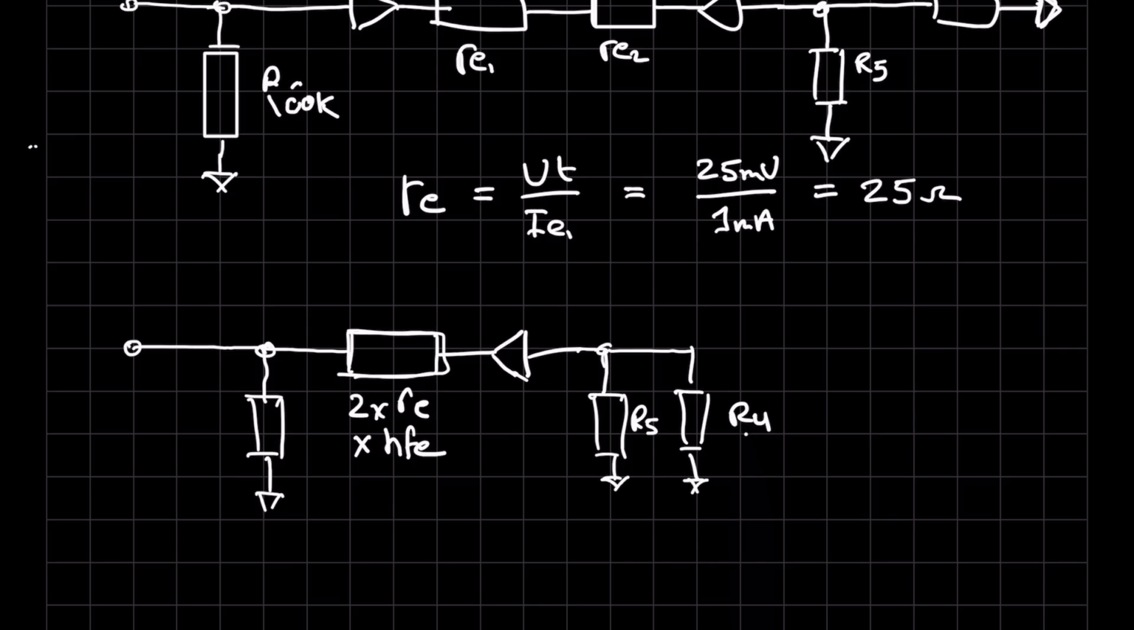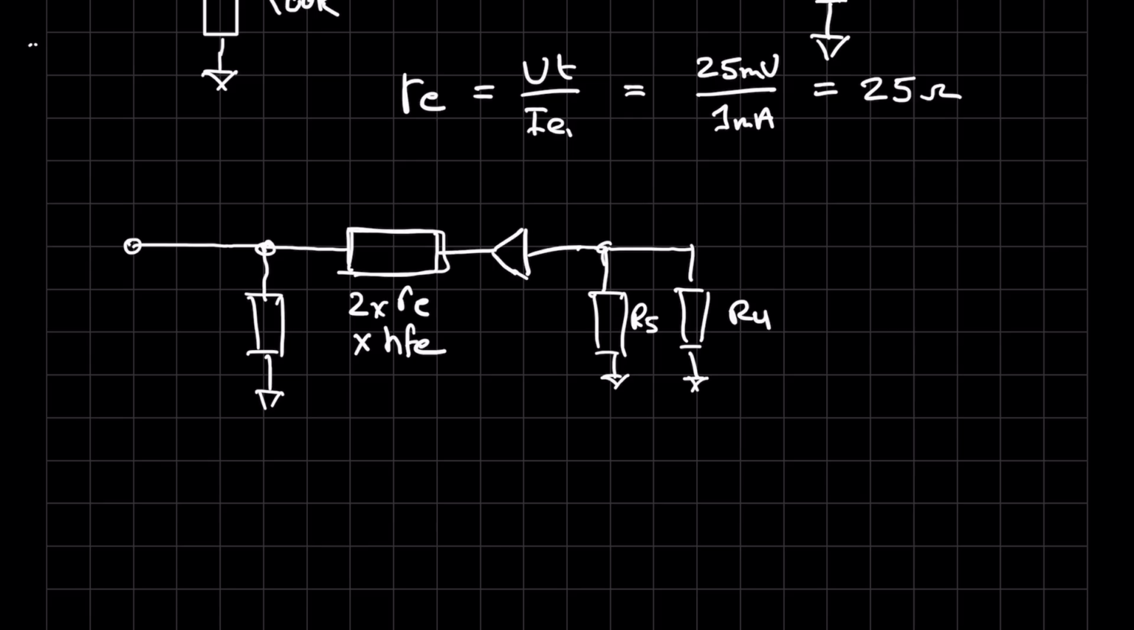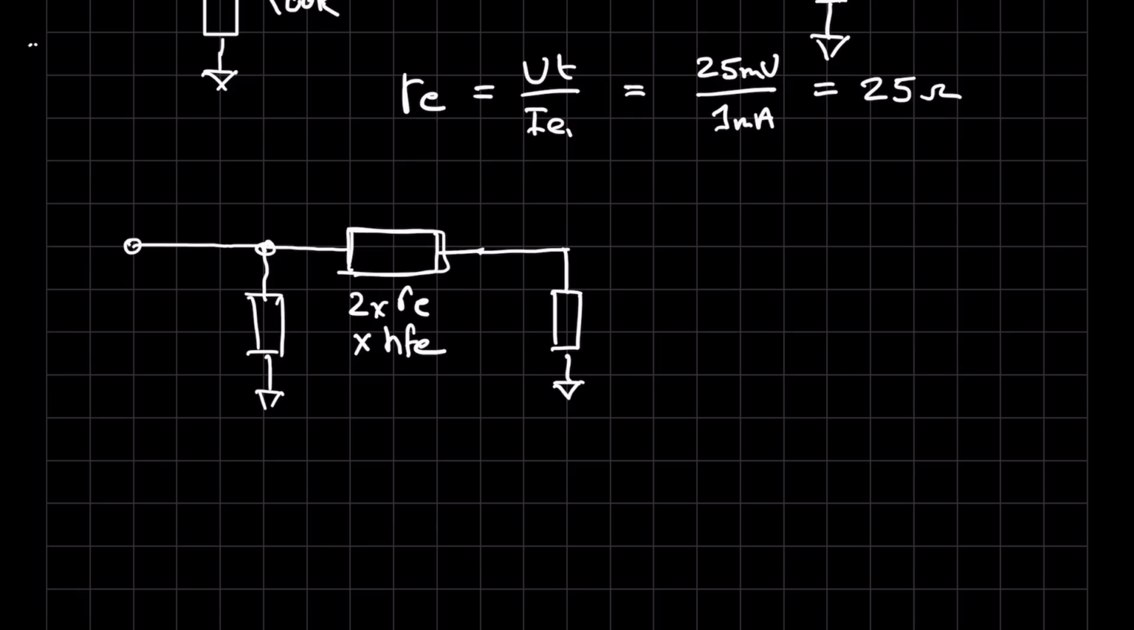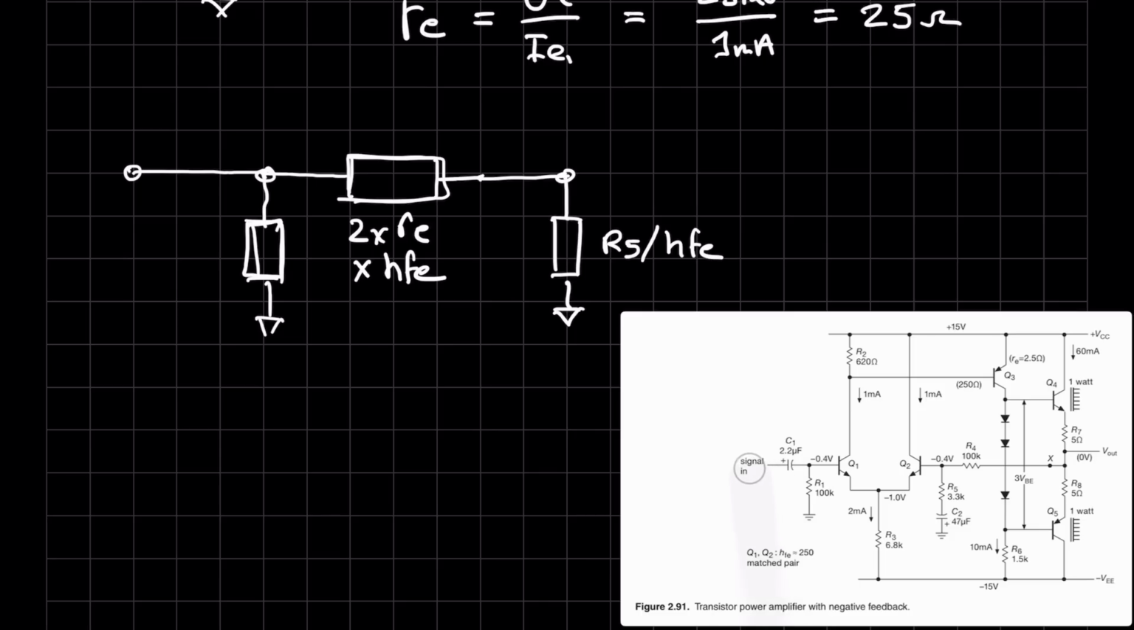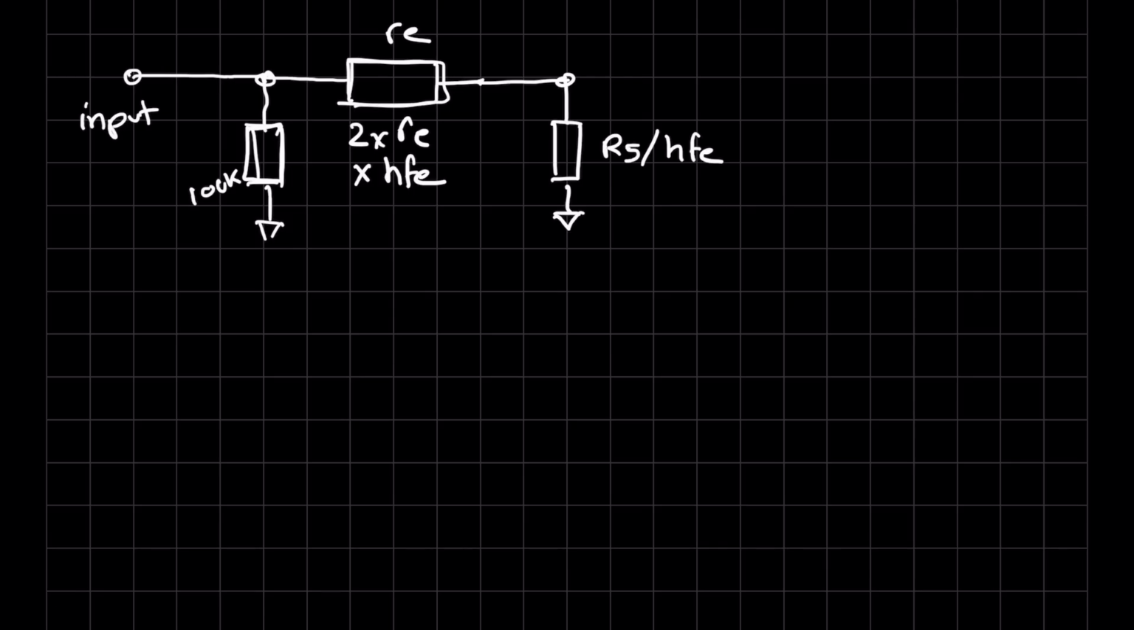Now R4 is significantly higher than R5, so we can ignore that as well. And we can redraw this side of the circuit with a single resistor that's R5 divided by the beta, or the hFE in this case, as it's being called. So what we've done is reduce this circuit to this circuit over here. We can now calculate the input impedance, but before we do that, let's do the calculations for these resistors over here.